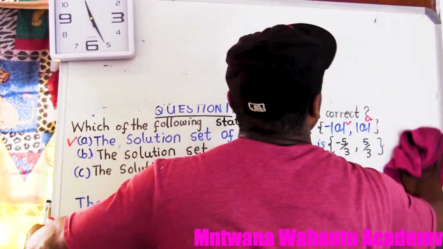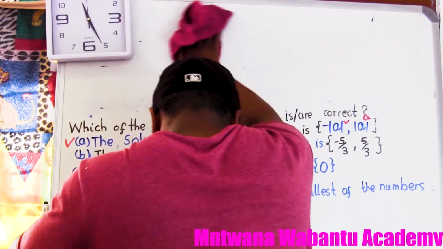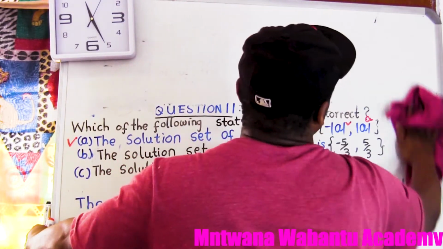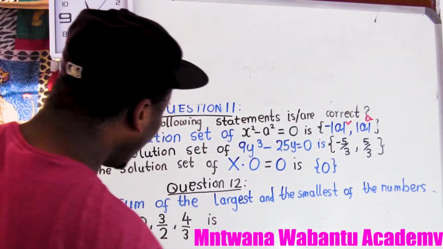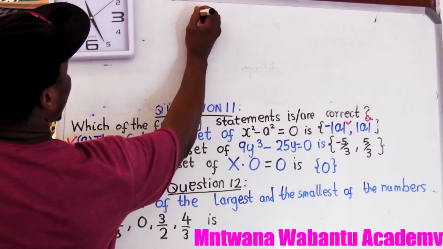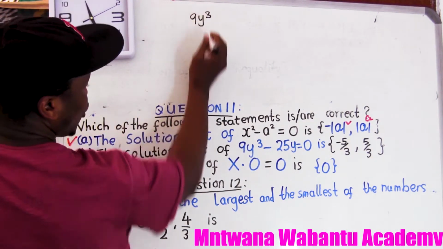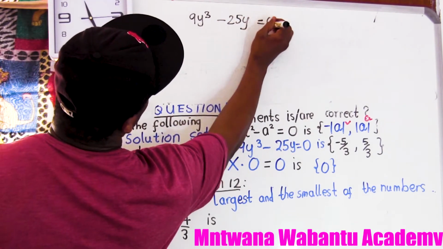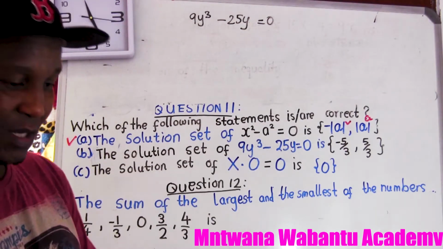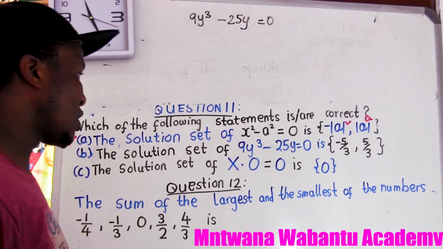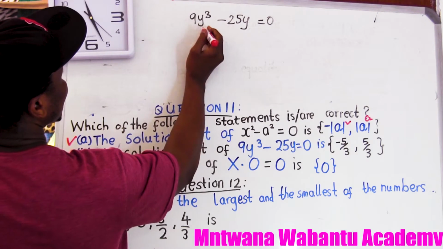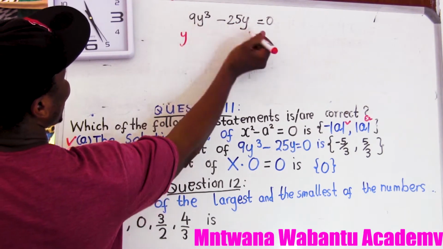Option 2. So we want to see if it's true or it's not true. Option 2: 9y cubed minus 25y equal to 0. We want to see if that is the solution set of this equation. So I'm going to do factorization. We can factor out y here because y is common.